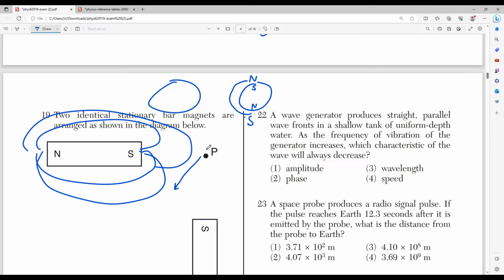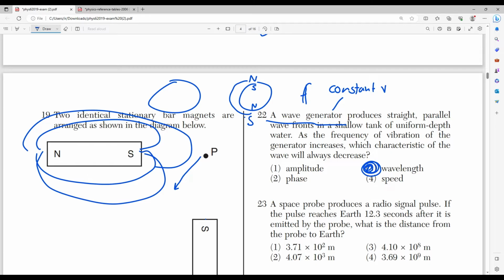Moving on to number 22, it says a wave generator produces straight parallel wave fronts in a shallow tank of uniform depth water. As the frequency of the vibrations increases, which characteristic of the wave will always decrease? In other words, as f goes up, what will go down? Well, obviously wavelength has to go down, because a wave generator produces waves with a constant speed, or a constant velocity.